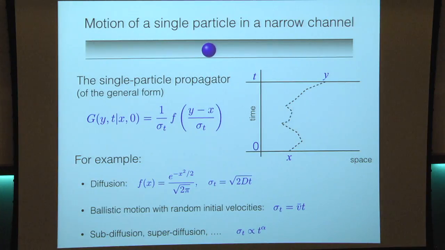So for example, if it is a diffusive motion, then this function is Gaussian, and sigma t goes like square root of t. But you can have a ballistic motion with random initial velocities. Then the propagator is basically this function f, whatever function you choose for the random initial velocities, and sigma t goes like t. It can also be super-diffusive or sub-diffusive, and correspondingly sigma t will go as some power of t. So this is the single particle.